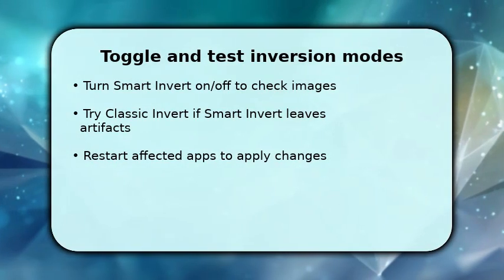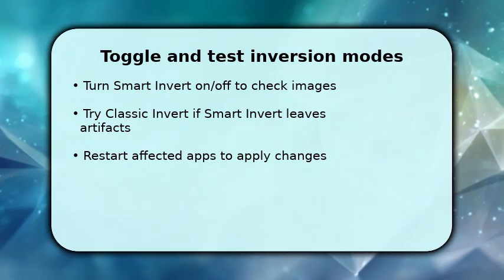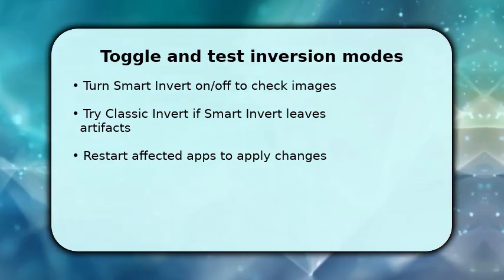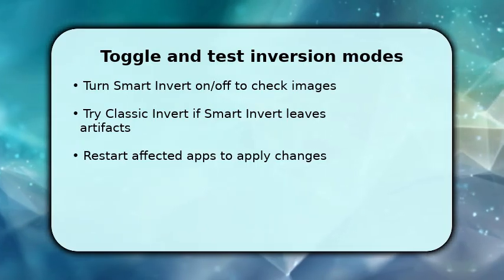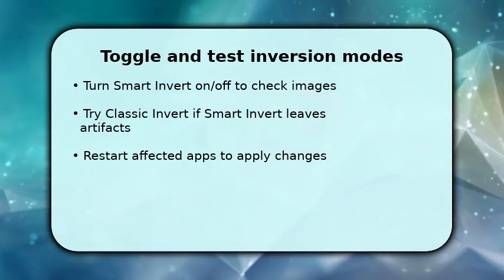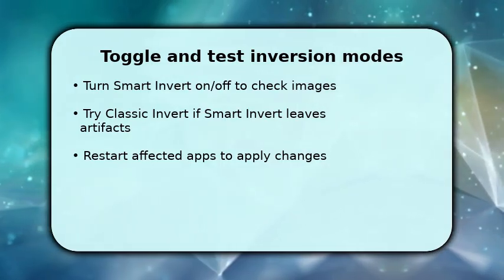Once you've found the inversion switches, toggle Smart Invert and watch common apps and images. It usually fixes color negatives while keeping photos correct. If colors still look wrong, switch off Smart and enable Classic Invert to force a full inversion. This is useful for stubborn UI elements.